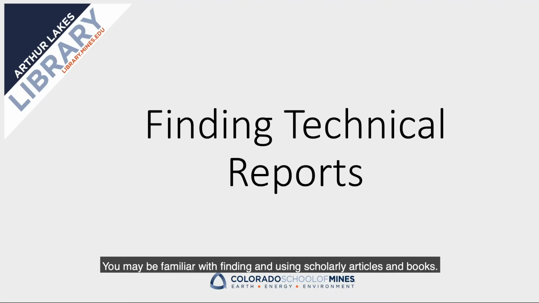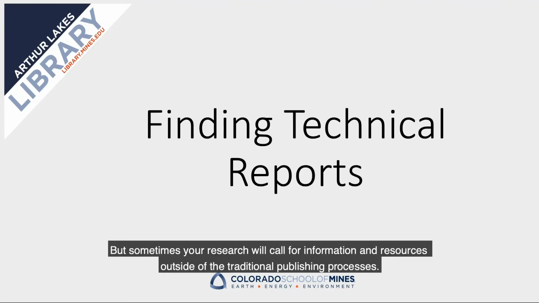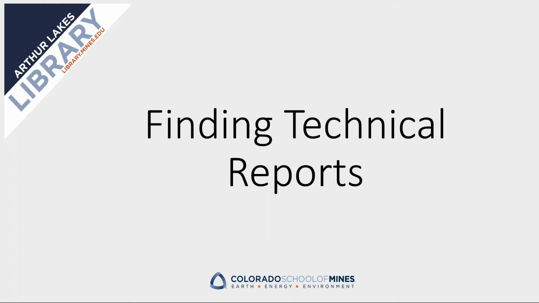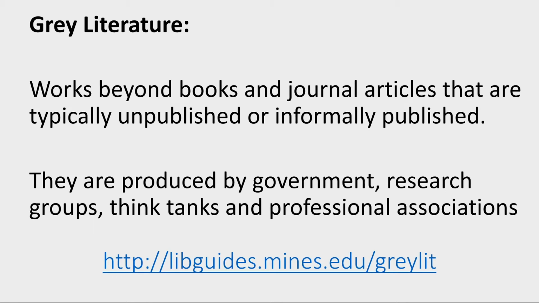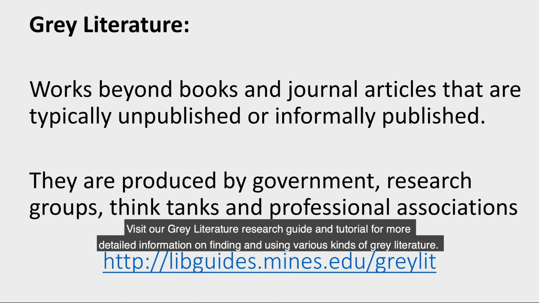You may be familiar with finding and using scholarly articles and books, but sometimes your research will call for information and resources outside the traditional publishing processes. These types of resources are collectively called gray literature. Visit our Gray Literature Research Guide and tutorial for more detailed information on finding and using various kinds of gray literature.